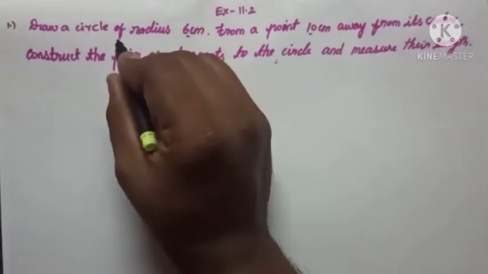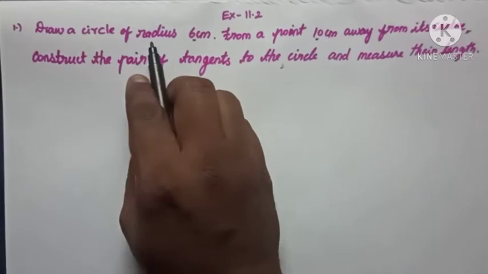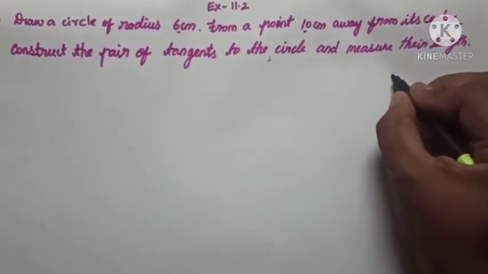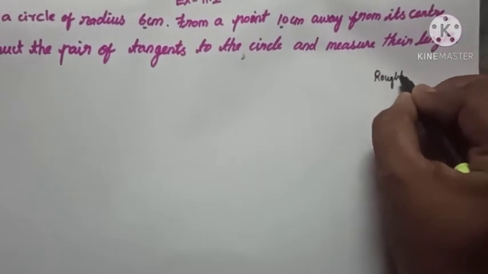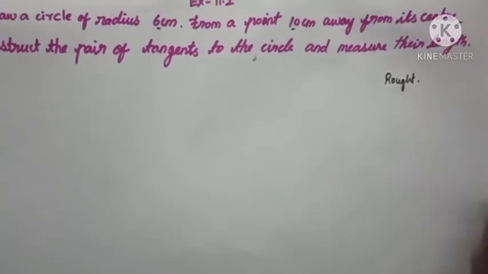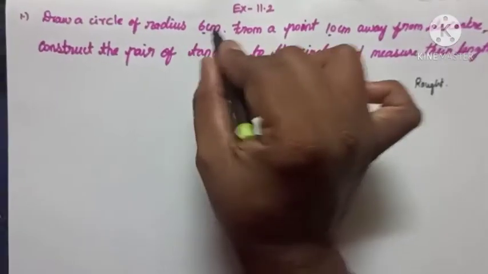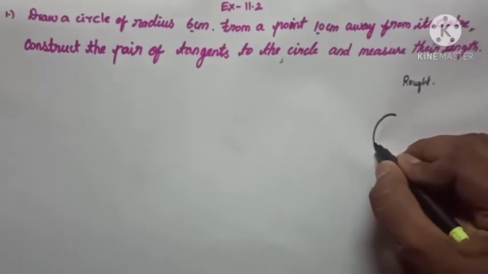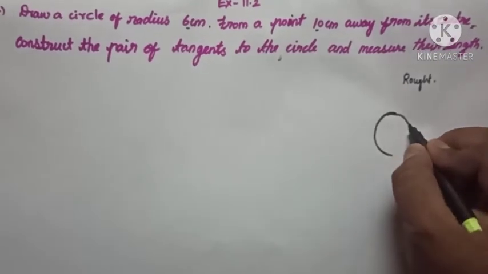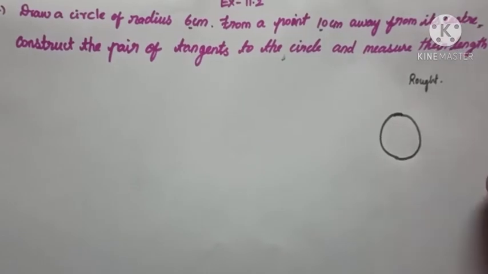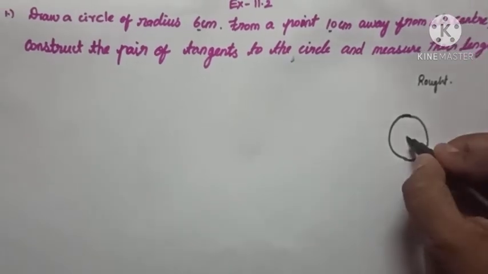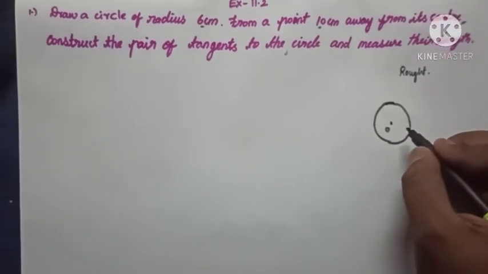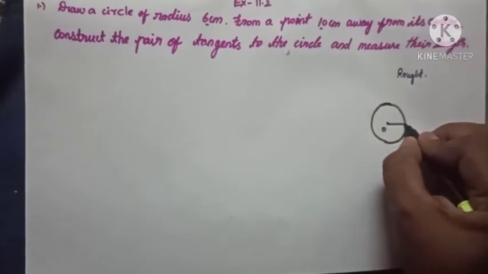First we need to draw a circle of radius 6 cm. That is the first step. For the rough work, I just draw manually by hand, without using a compass. In the actual construction you must draw it using a compass. For a rough diagram you need not take any accurate measurements. So this is the center O, and this is the circle of radius 6 cm. This is the radius.